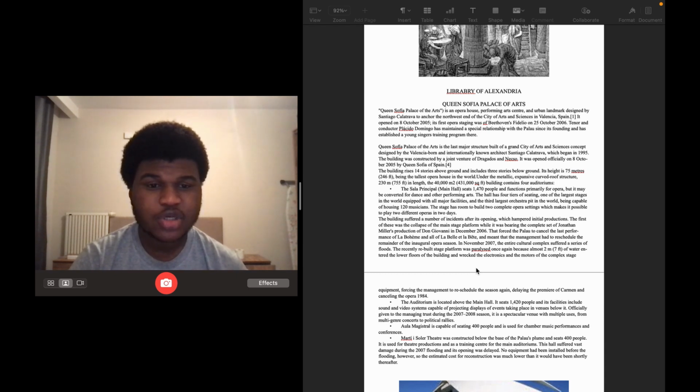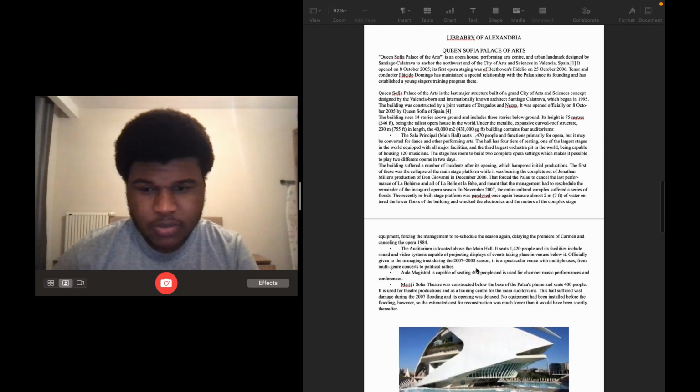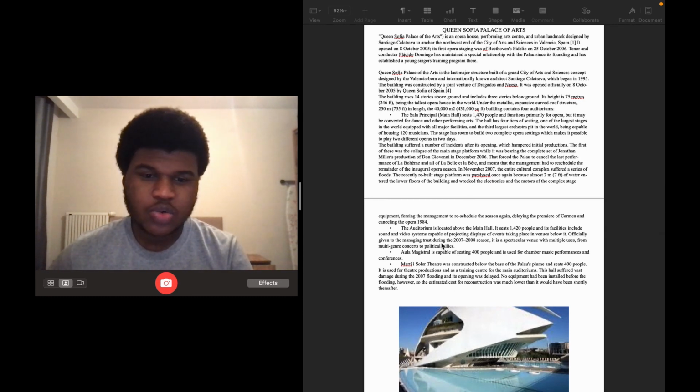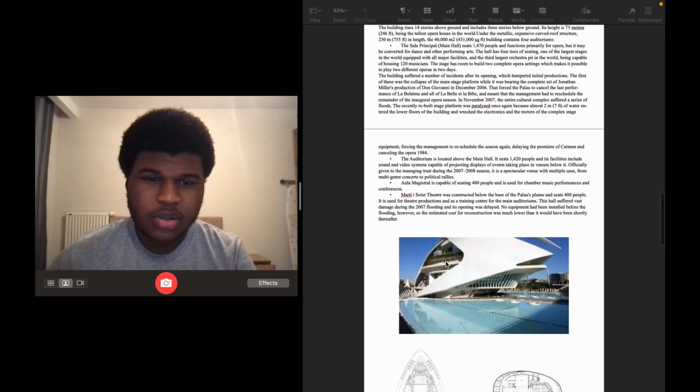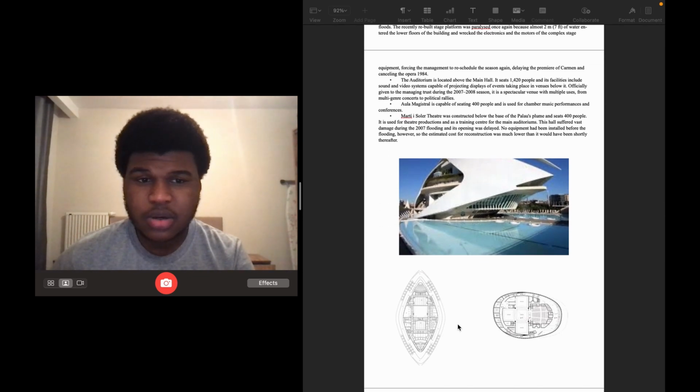The building rises 14 stories above ground and includes 3 stories below ground. Its height is 75 meters, being the tallest opera house in the world, under a metallic expansive curved roof structure which is 230 meters in length. The 40,000 square meter building contains 4 auditoriums. For the time, I won't read it all, but that's all important too: where the auditorium is located and how many people it can contain.